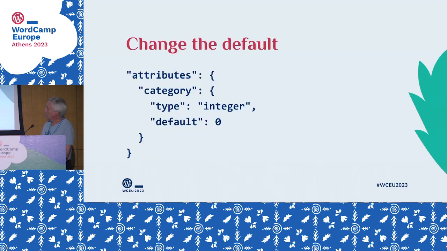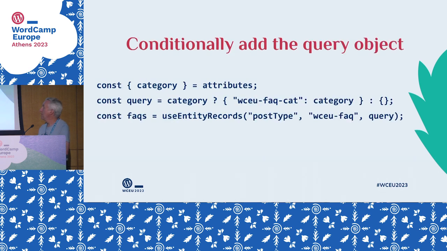I don't know why it suddenly skipped a load of slides there. Right, let's change the default to zero. This is in block.json, by the way.